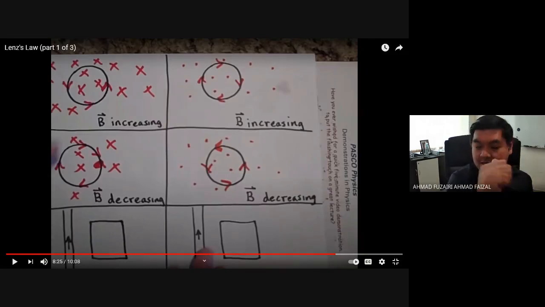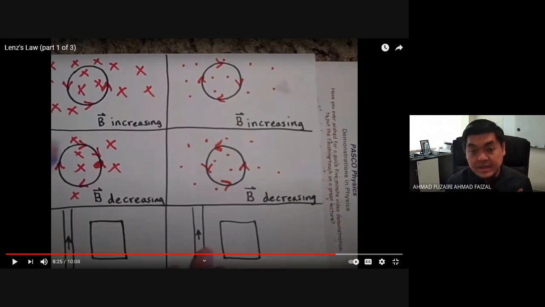So macam mana buat dot? Tangan awak ke arah awak diri awak sendiri. Okay, point to yourself and then curl your fingers. Awak akan nampak you curl your fingers to the counterclockwise. So that is the direction of the induced current in figure A. So in figure B is also the same.